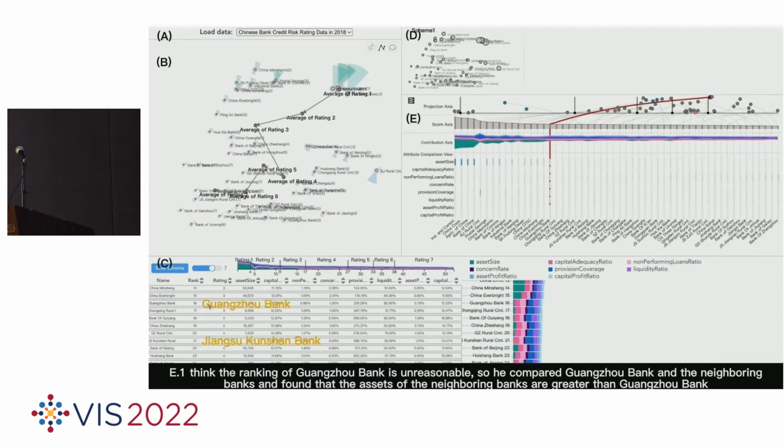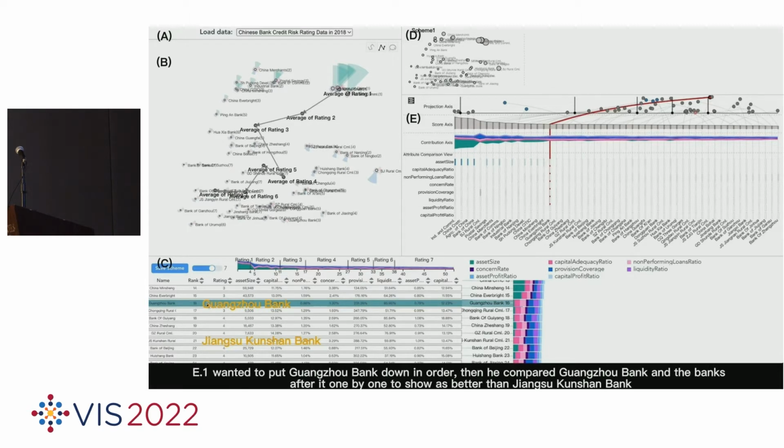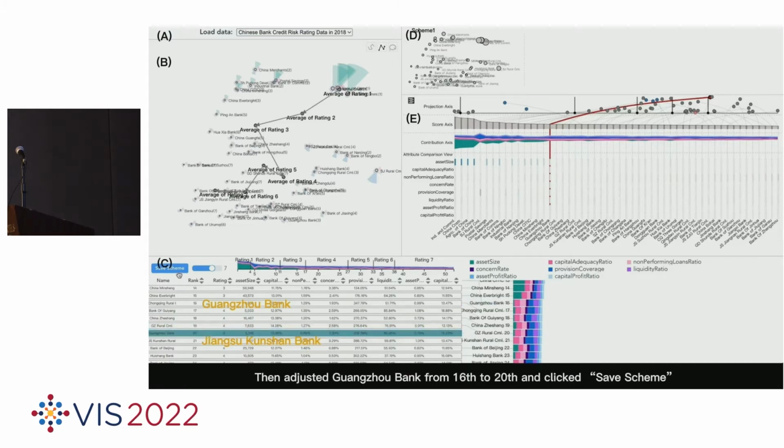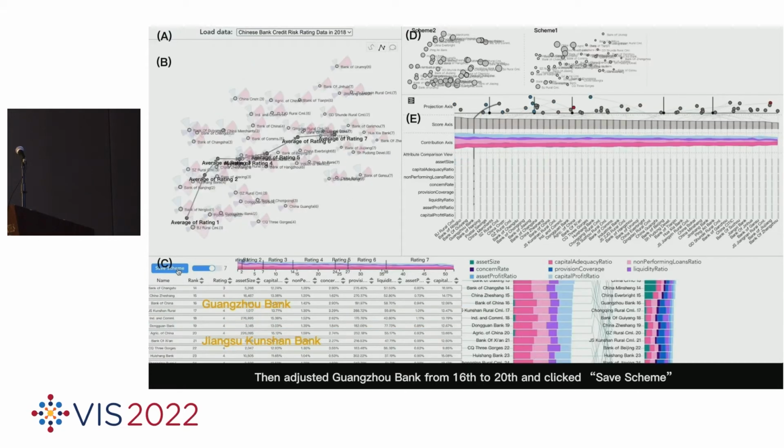E1 thinks the ranking of Guangzhou Bank is unreasonable, so he compared Guangzhou Bank and the neighboring banks and found that the assets of the neighboring banks are greater than Guangzhou Bank. E1 wanted to put Guangzhou Bank down in order, then he compared Guangzhou Bank and the banks after it one by one to show it is better than Jiangsu Kunshan Bank. Then he adjusted Guangzhou Bank from 16th to 20th and clicked Save Scheme.